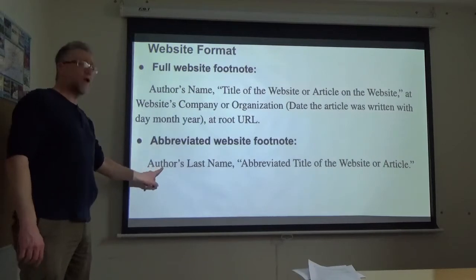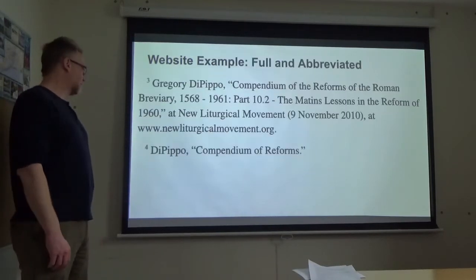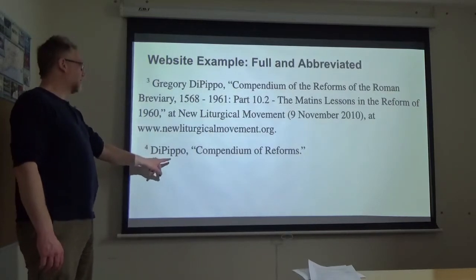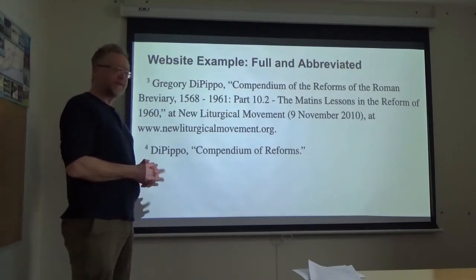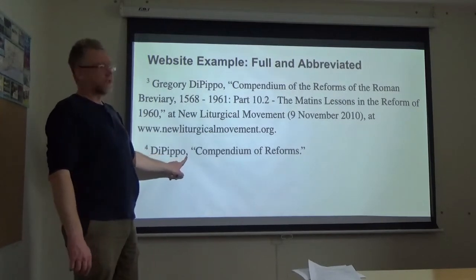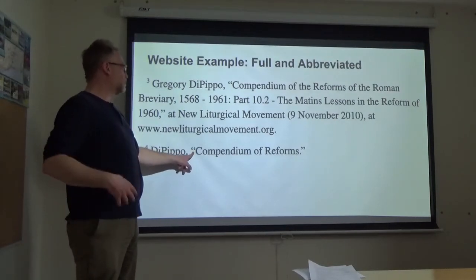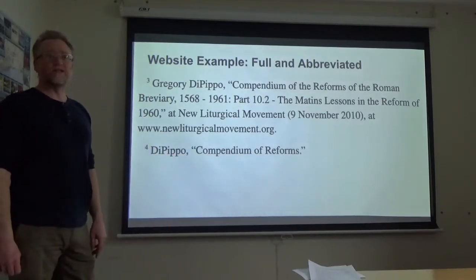So an abbreviated author's last name. So let's go back. So Dipipo. Yes. So Dipipo, that's a good name, isn't it? Hello, Mr. Dipipo. And then you have what? Comma. And then you have space. And then you have open quotes. And then, now look at this: abbreviated title.